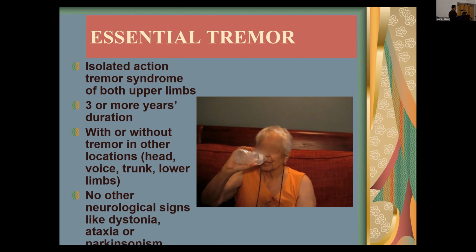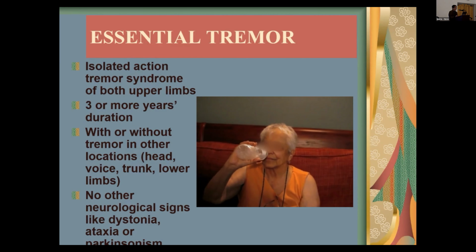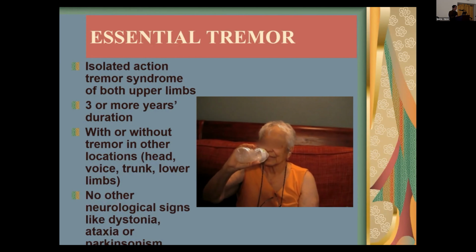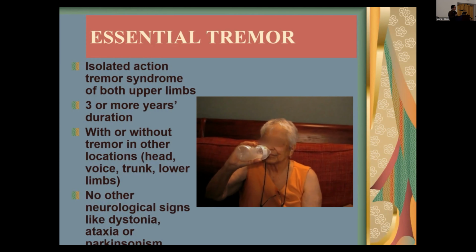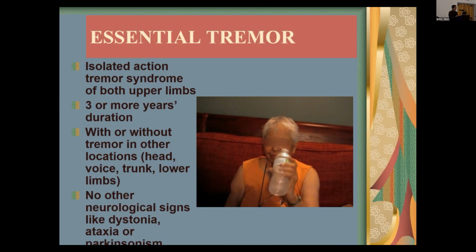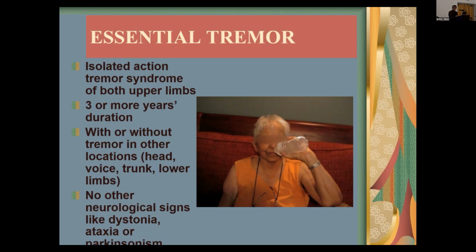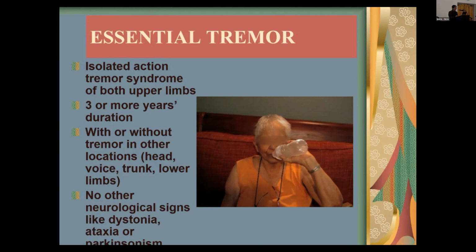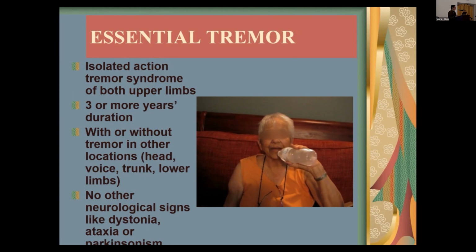Okay, what is essential tremor? Essential tremor is an isolated action tremor syndrome of both upper limbs. So both upper limbs have to be involved, and it has to be in action. When I see that, and the duration of the tremor is 3 years or more, then I can say, okay, you do have essential tremor.